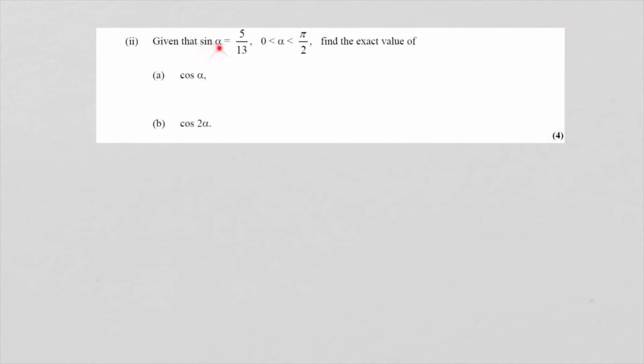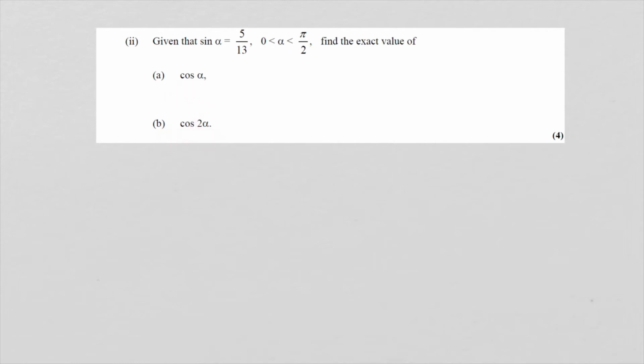Given that sine alpha is 5 over 13, find the value of alpha between 0 and 90 degrees. Pi over 2 is 90 degrees. Find the value of cos alpha and cos 2 alpha.